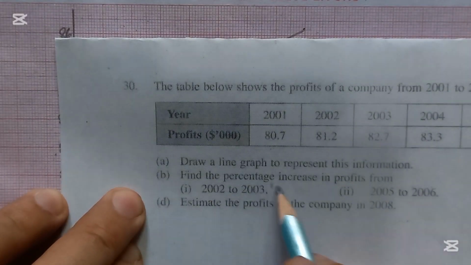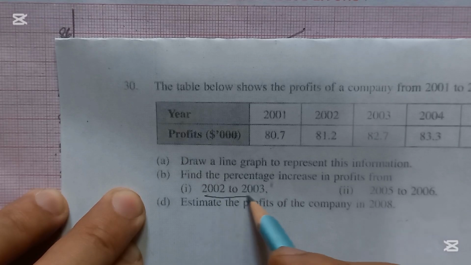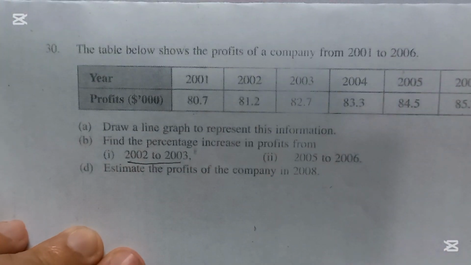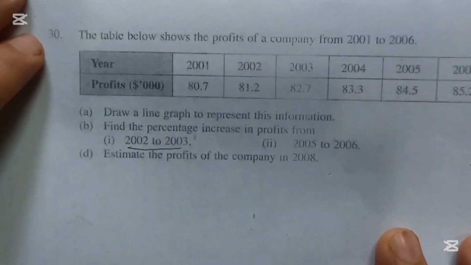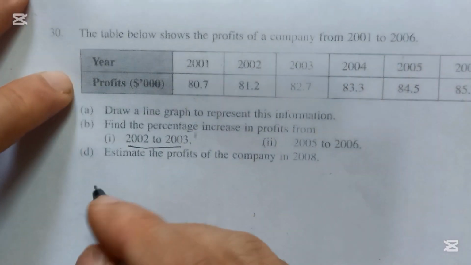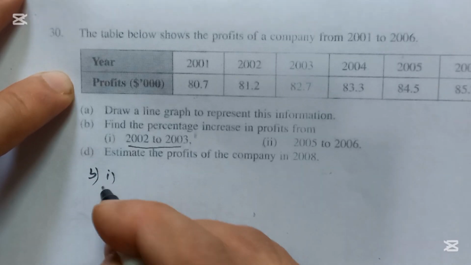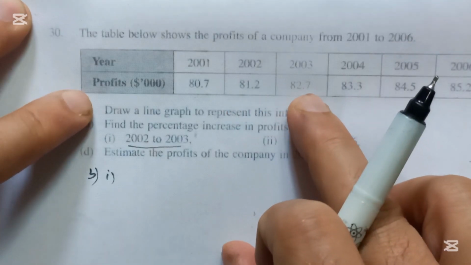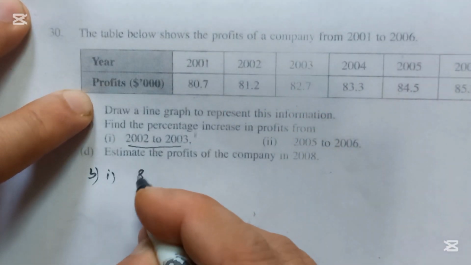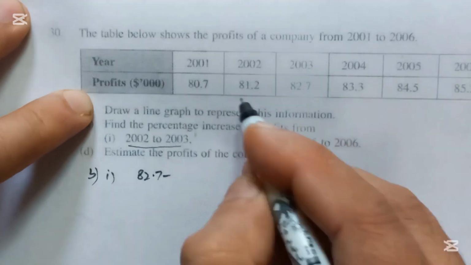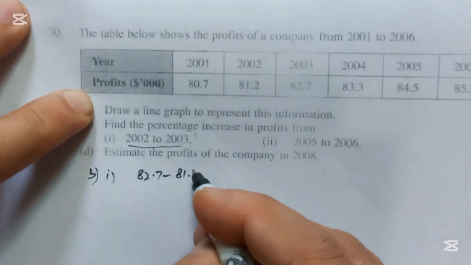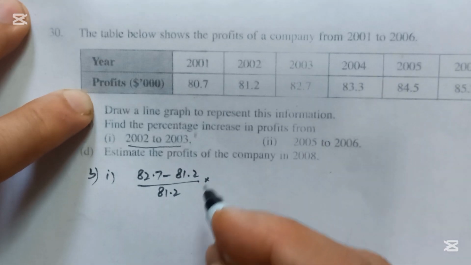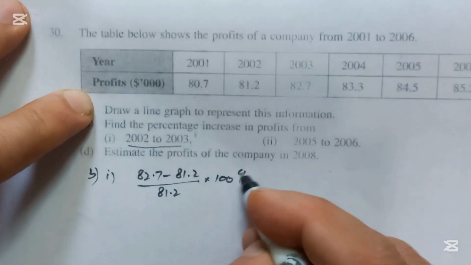Next requirement is find the percentage increase in the profits from 2002 to 2003. So this can be found from here. B's first part, as you know, 2002 to 2003. So here is 2002, here is 2003. So 82.7 minus 81.2, divided by the original value, that is 81.2, and multiplied by 100% will give us the answer.